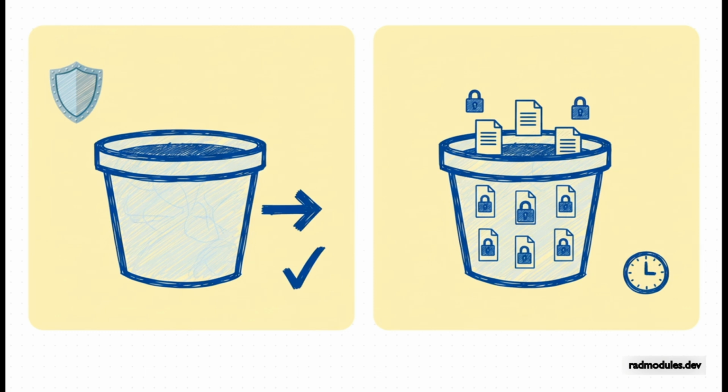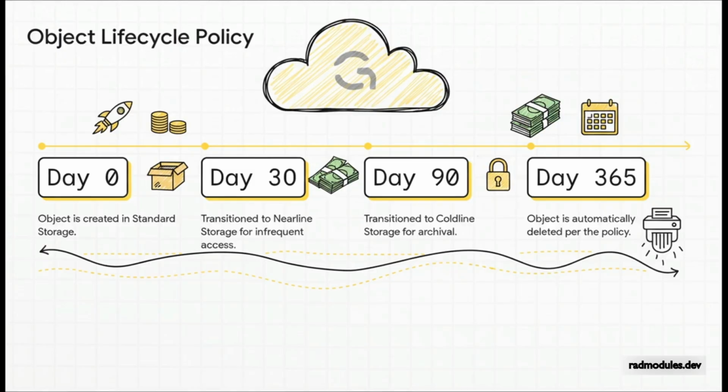It's the best practice. Who doesn't want to save money, right? Well, managing storage costs is a huge deal, and lifecycle rules are going to be your best friend. Look at this timeline. It shows a super common policy. An object gets created and lives in fast, standard storage. After 30 days, maybe it moves to cheaper nearline storage.